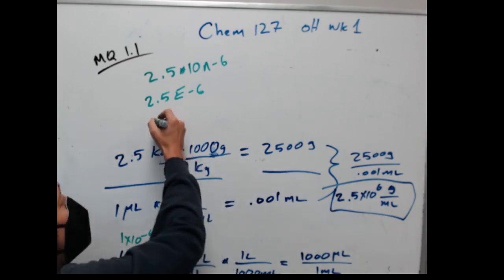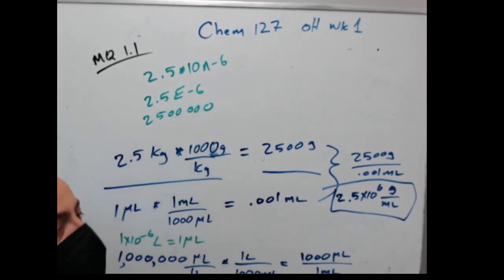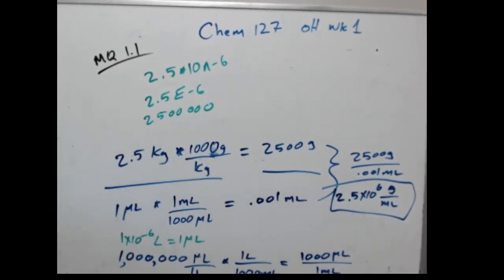Perfect. Or you could write it down as 2.5. It'll also understand that. Okay, of course. But when we're doing things that are like 10 to the minus 9, you don't want to try to count all of those zeros.